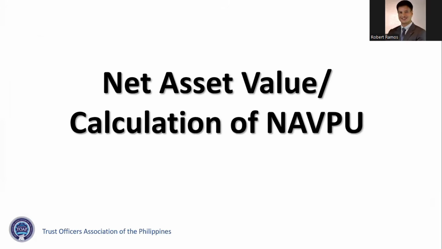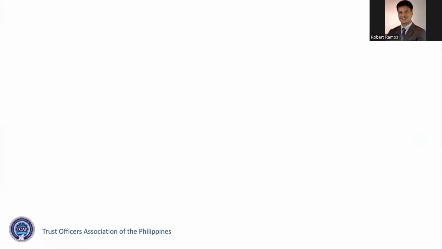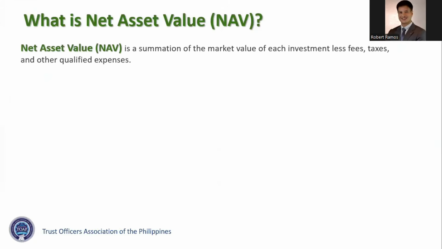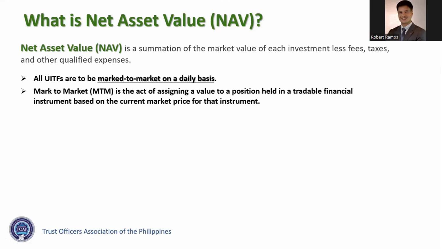How do you compute the net asset value and the net asset value per unit? Let me define first the net asset value. The net asset value is the summation of the market value of each investment of the fund, less fees, taxes, and other qualified expenses. All UITFs are marked to market on a daily basis, and marking to market is the act of assigning a value to the position held in a tradable financial instrument based on the current price of that instrument. So the prices are marked to market daily.